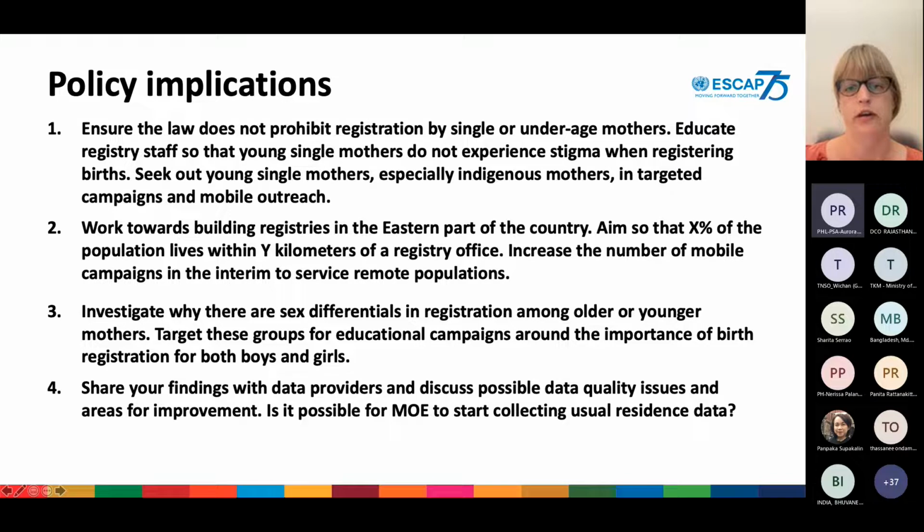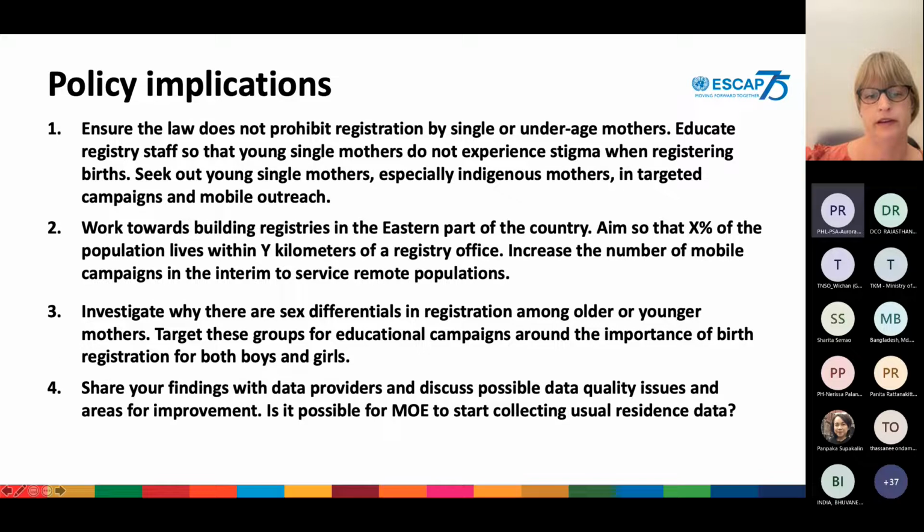In terms of our geography, we might want to work towards building registries in the eastern part of the country. So perhaps we set a goal or a metric such that, say, 90% of the population lives within 10 kilometers of a registry office, or whatever's feasible given our budget and resources. And in the interim, we'd probably want to increase the number of mobile campaigns in those areas so that those populations are being serviced.